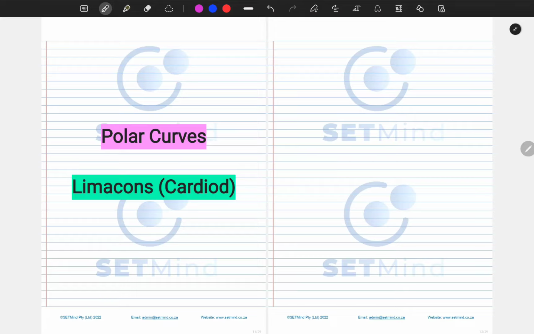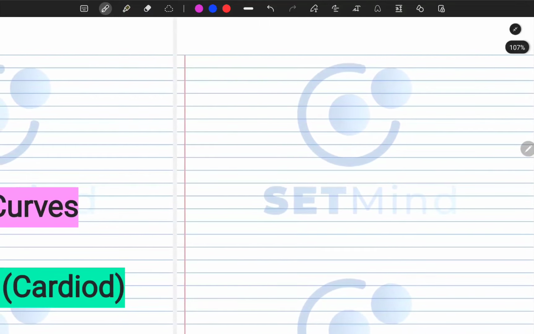In this session, we are going to be looking at polar curves, specifically Limacons. Under Limacons, there are many types of curves which you will find. The one which we'll be looking at in this video will be the cardioid. As many of you know, whenever you speak about the cardioid, something comes to mind, and that is obviously the heart. That is what you think of when you think of a cardioid.